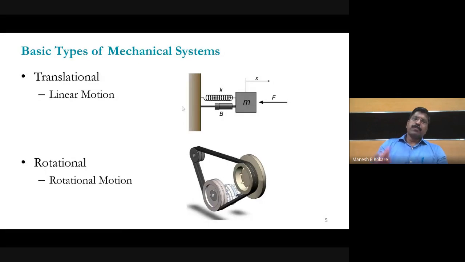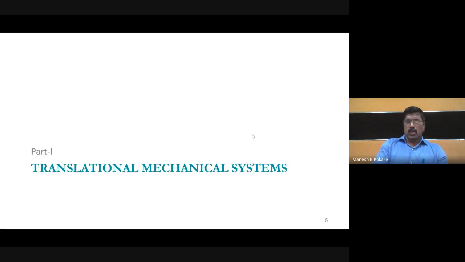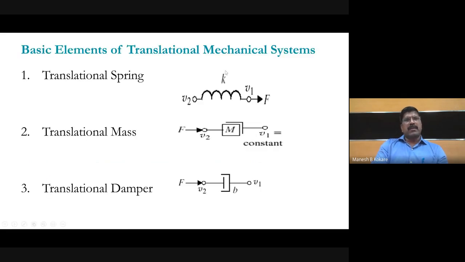So what we'll do is obtain the individual transfer function of the spring element, the individual transfer function of the dashpot element, and then the individual transfer function of the mass element. Then we can obtain the overall transfer function of this system or any kind of system. In a translational mechanical system, you have the spring element, the mass element, and the dashpot element.